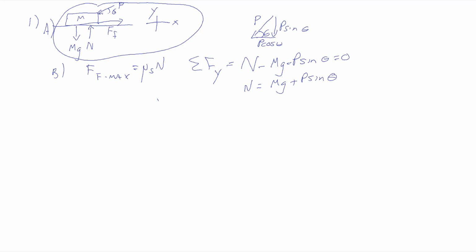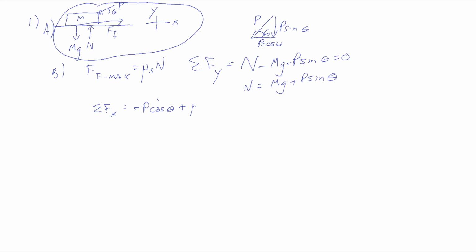Okay. Now that I've got the normal force, I can find the maximum force of static friction, and I can move on to the sums of the forces in the x direction. And just look at my diagram. I've got a component of the pushing force in my negative x direction, minus P cosine theta. I've got a force of friction in my positive x direction.